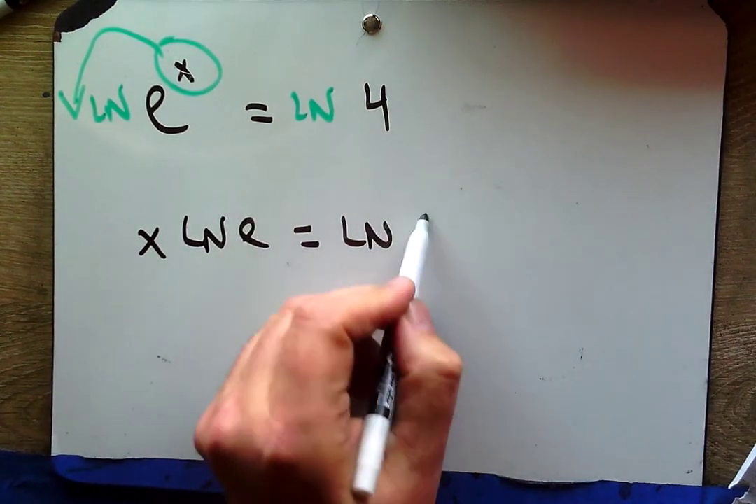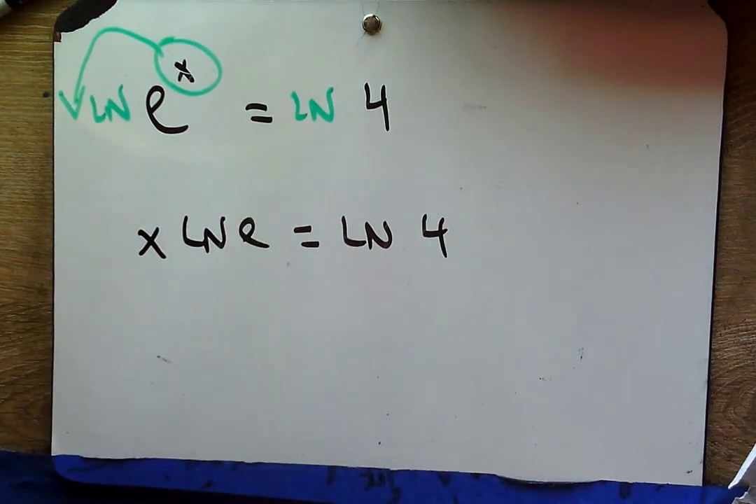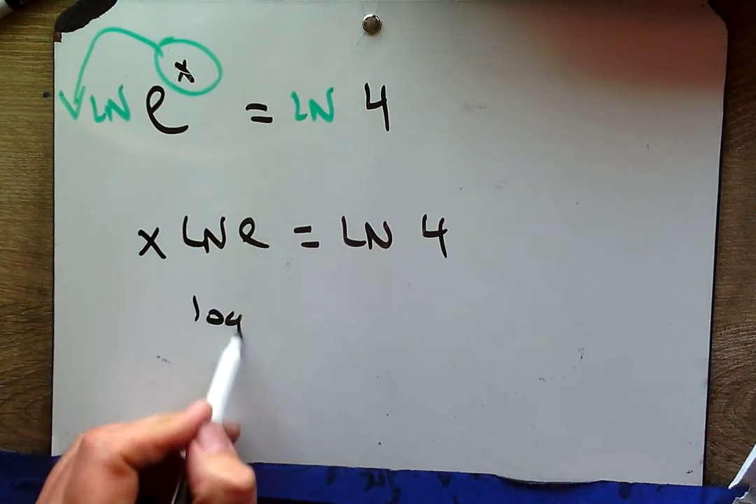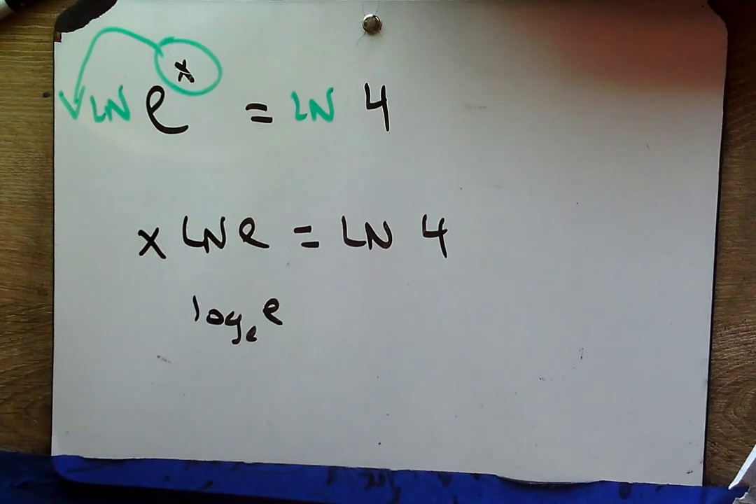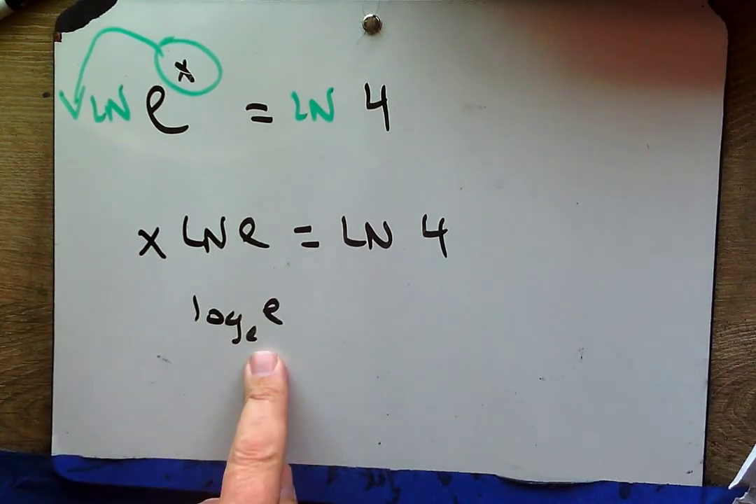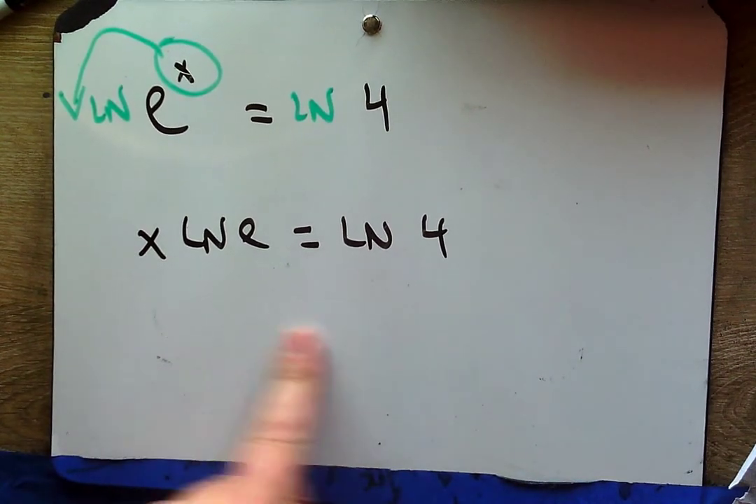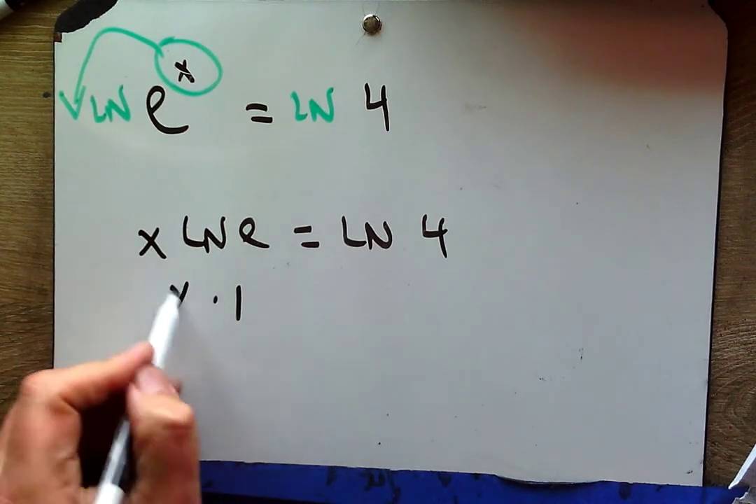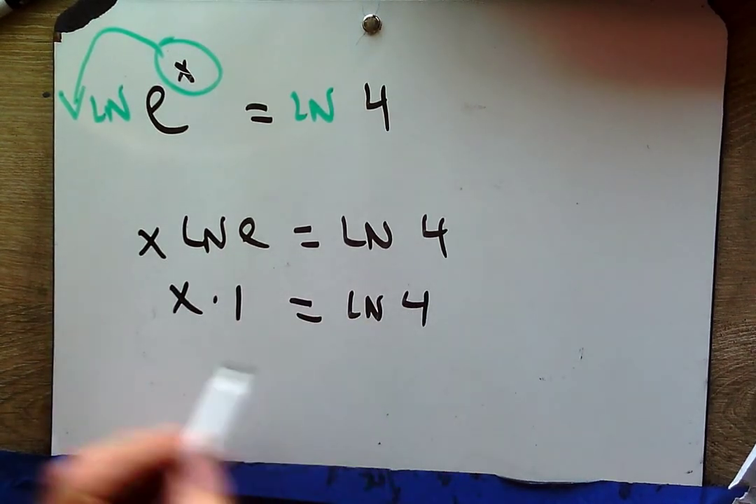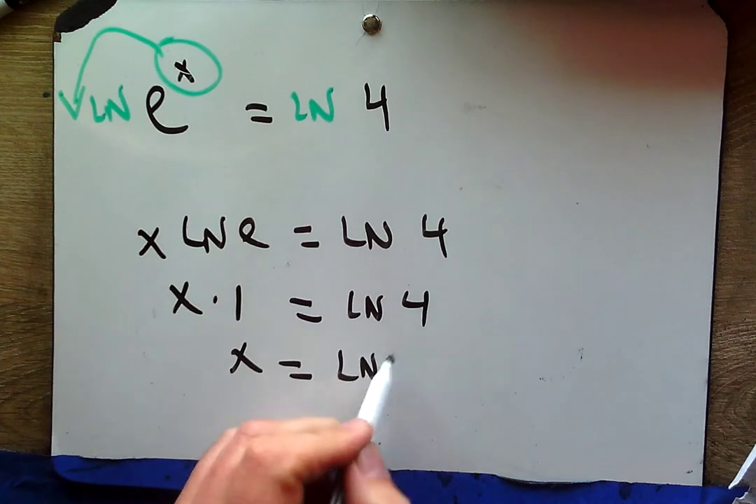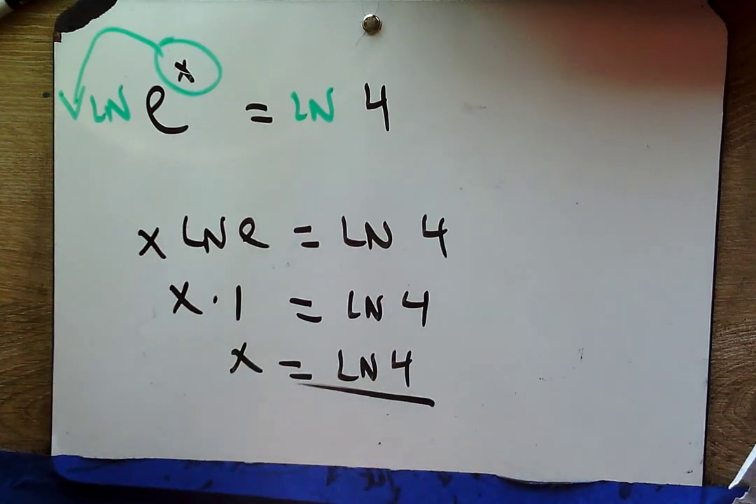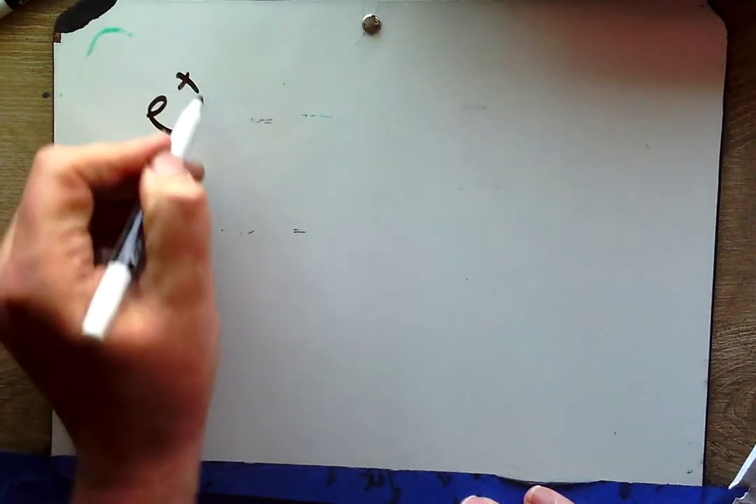We talked about the ln of e a few videos ago, also known as log base e of e. What's the ln of e, or the log base e of e, equal to? That's right, 1. And so my answer here is x equals ln of 4. Done, done. Can you solve this one for me?